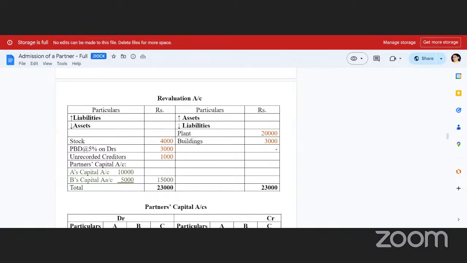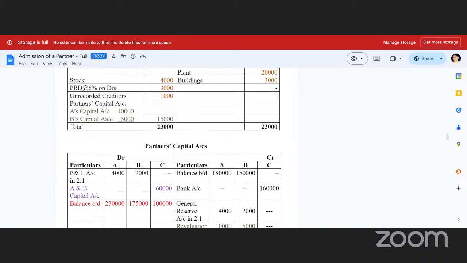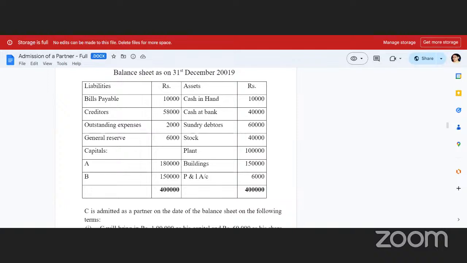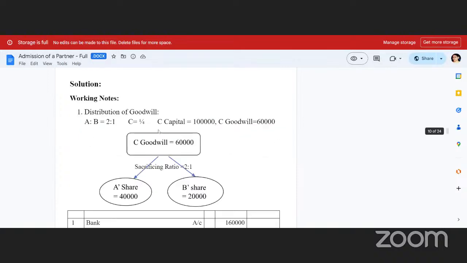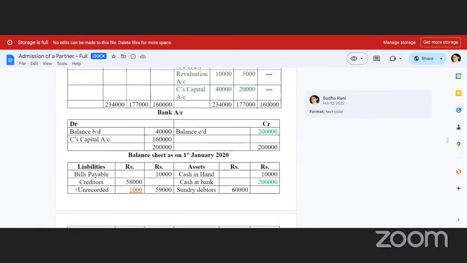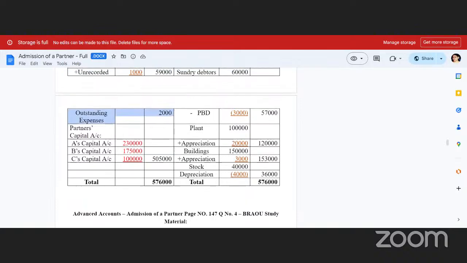Got it? Yes. Now, next thing is, what is this in the question balance sheet? Outstanding expenses. Is there any change in the outstanding expenses? No change. So we take this as it is in the new balance sheet. Outstanding expenses as it is we took. See, from old to new.